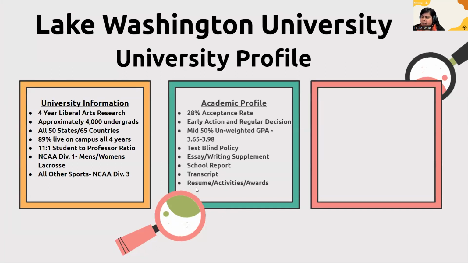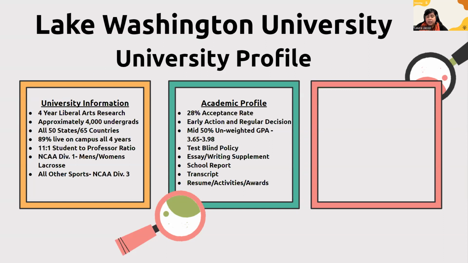And then we're going to look at our academic profiles. So this is a competitive school to get into. They accept about 28% of students that apply there. They also accept early action and regular decision. Their middle range GPA is a 3.65 to a 3.98. And this is unweighted. They are not counting honors points or anything like that. So their unweighted GPA needs to be pretty high, almost a 4.0.